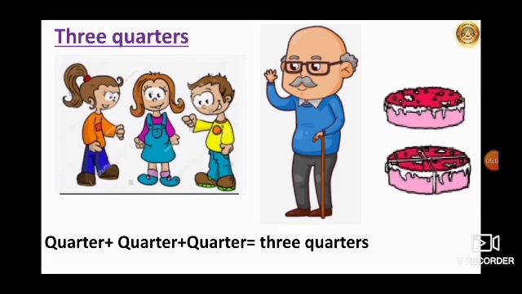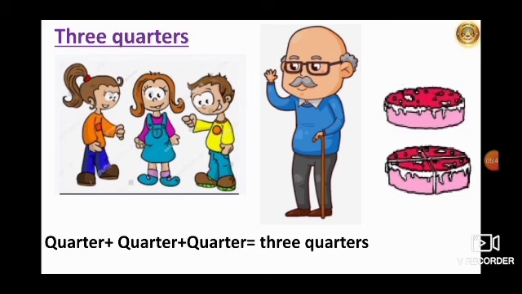Previously we had seen half and quarter. Now we will see what is 3/4 part. Now there are 3 children. These 3 children bought a cake and asked their grandfather to divide it equally among the 4 of them, including himself. They told their grandfather to divide the cake between the 3 of them and himself.